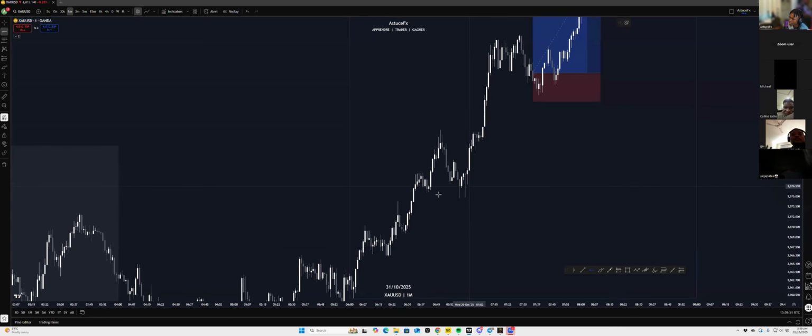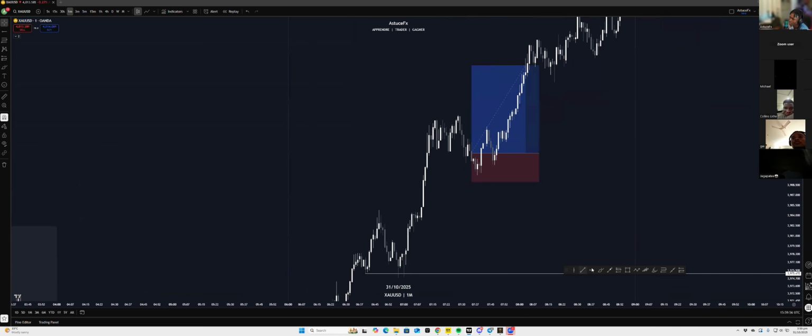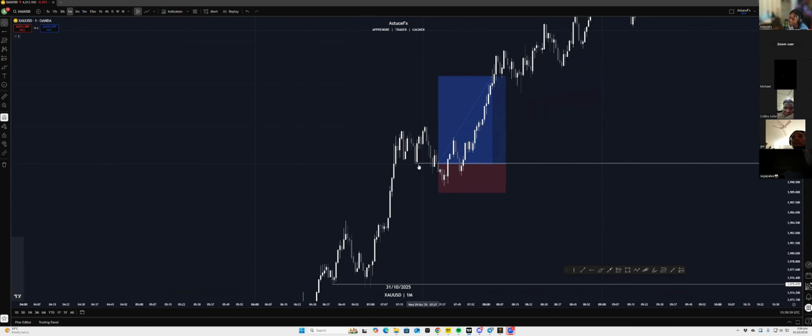And then the same thing happened here again. There's some liquidity here. Price came, it took the liquidity here, and then it went up. Another simple buy. And then there's another buy here. Liquidity here, price dropped, but it took the liquidity, and it went up.